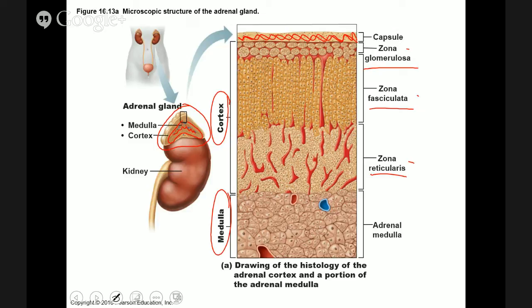So when we have the release of epinephrine and norepinephrine, our heart rate is going to increase, our pupils are going to dilate, we're going to be ready to either fight for our lives or run away from the danger. About 80% of the hormone is stored as epinephrine, 20% is norepinephrine.